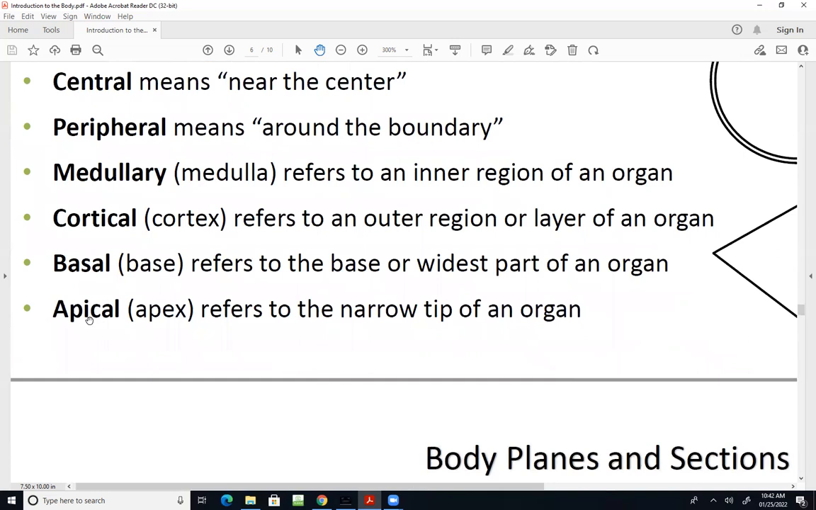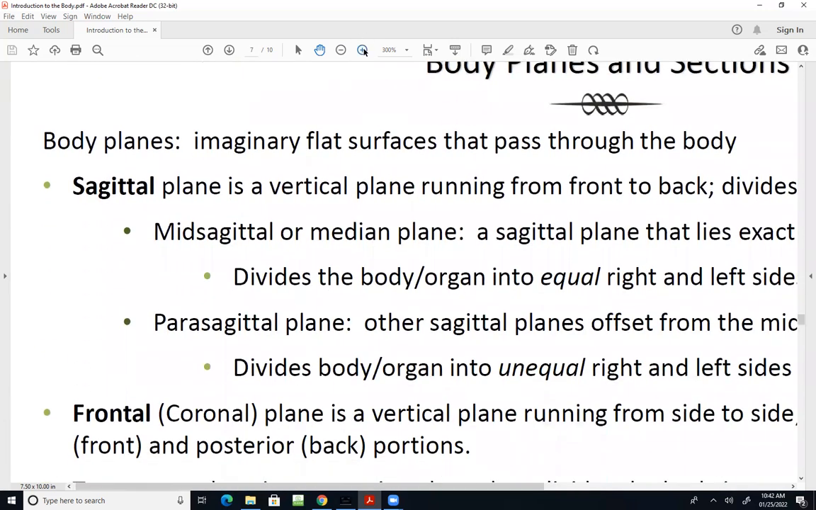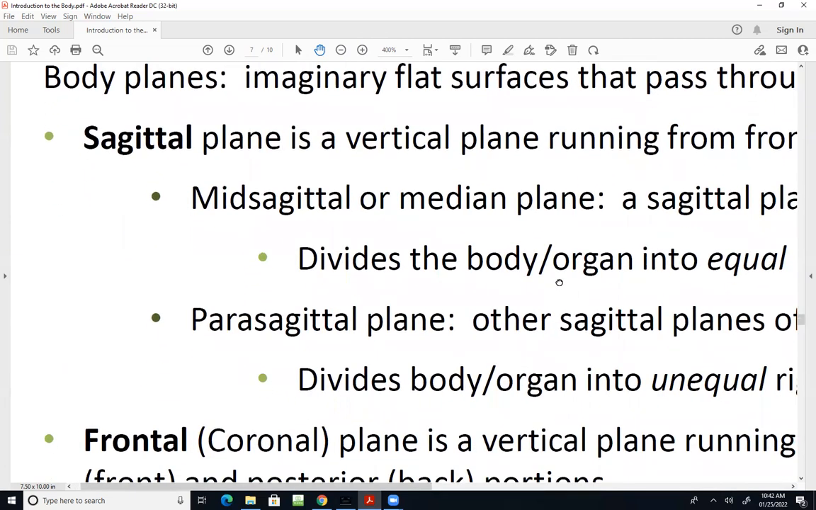Same thing, basal and apical: that's the adjective, base and apex would be the noun version of that term. Once again, no pictures on that page you need to worry about for the exam.